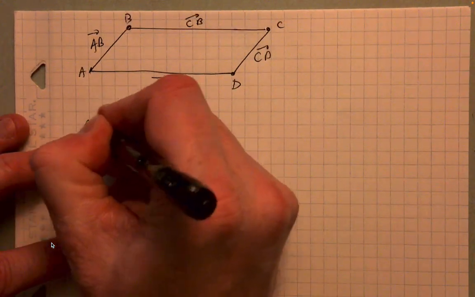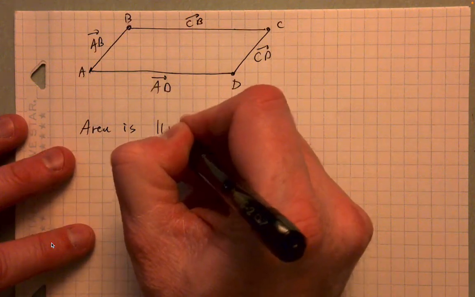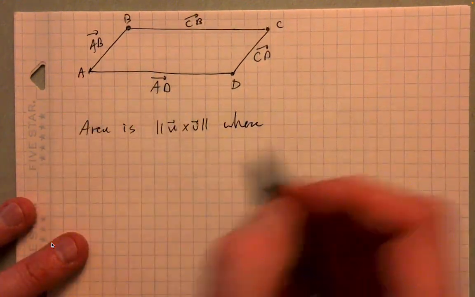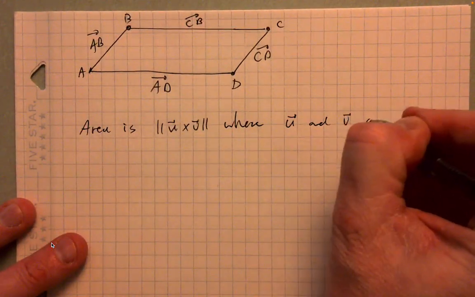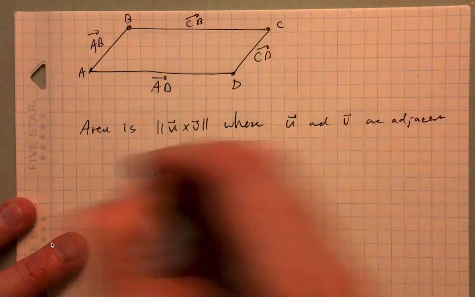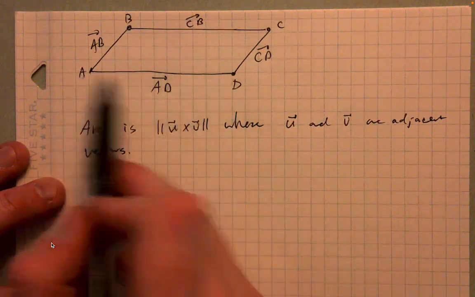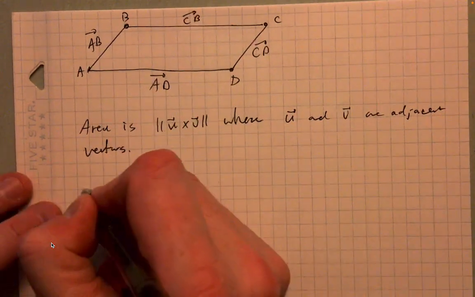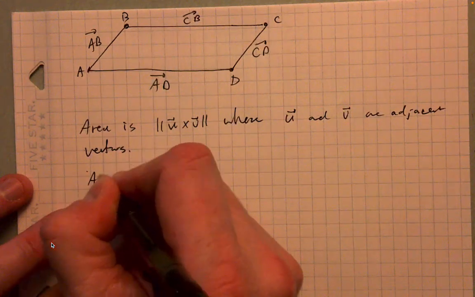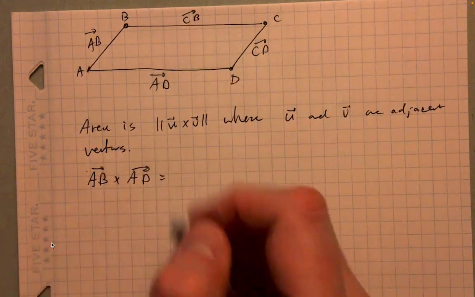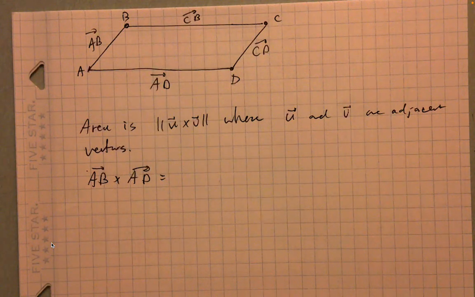Well, remember the area is the norm of u cross v, where u and v are adjacent vectors, meaning they share a vertex. That's what adjacent means. So let's just run the cross product on AB and AD. Let's look at AB cross AD. We'll have to figure out what the vector AB is.